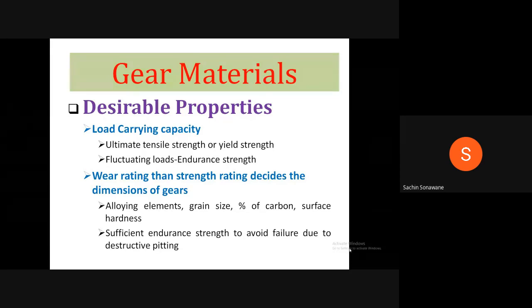Up till now, we have seen gear failures and the basic introduction of gears, that is, classification of gears, terminology of gears, and the importance of machine design. All the basic things we have studied. Now today, we will see the further part. In that, the first point is now gear materials.